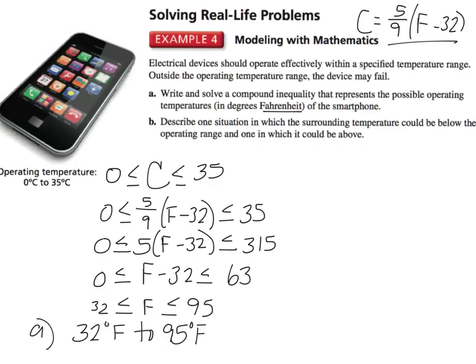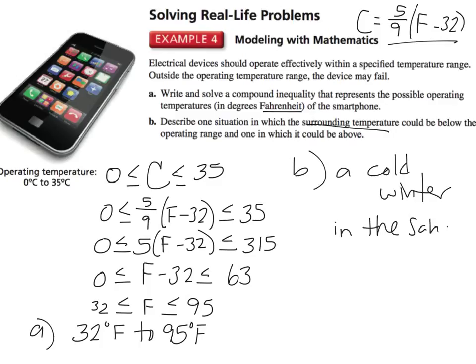Part B says, describe one situation in which the surrounding temperature could be below the operating range and one in which it could be above. Now you can write this down on your own, but give me a situation in which the surrounding temperature could be below 32 degrees. That means like outside. You could say a cold winter. And one where it could be above. You could say, I'm just completely making this up, the Sahara Desert. There you go.